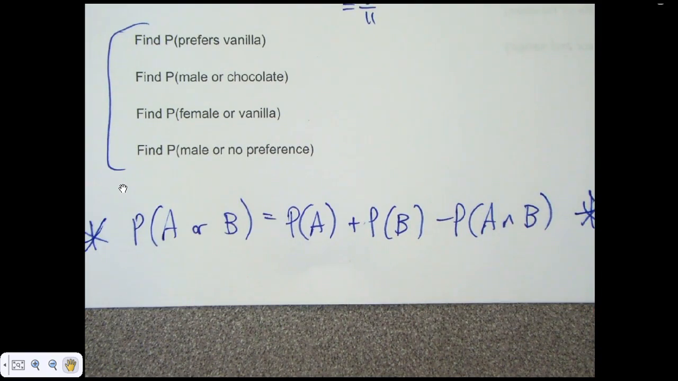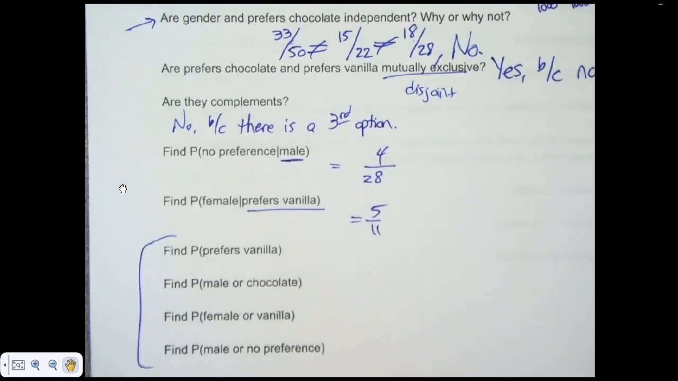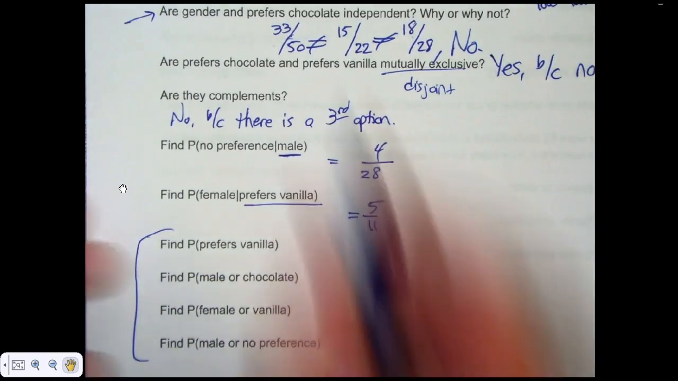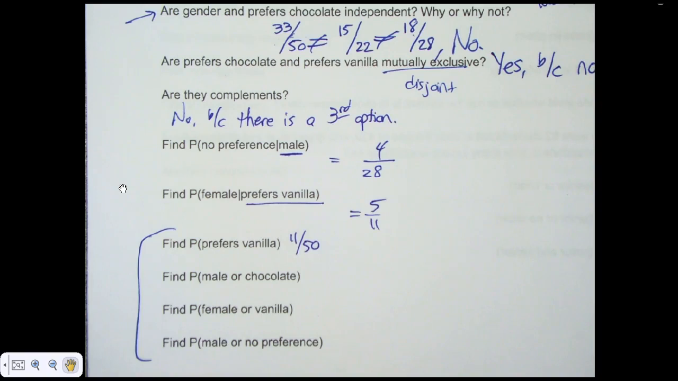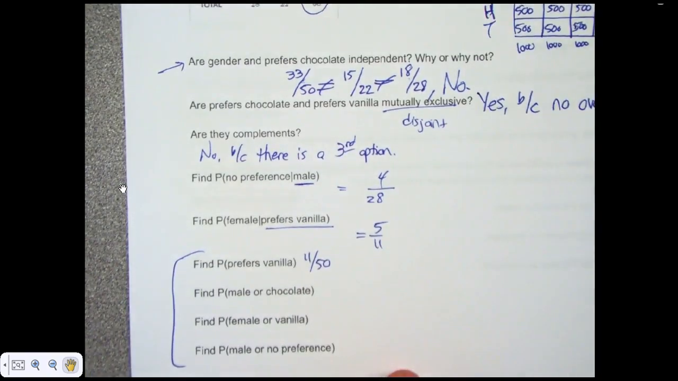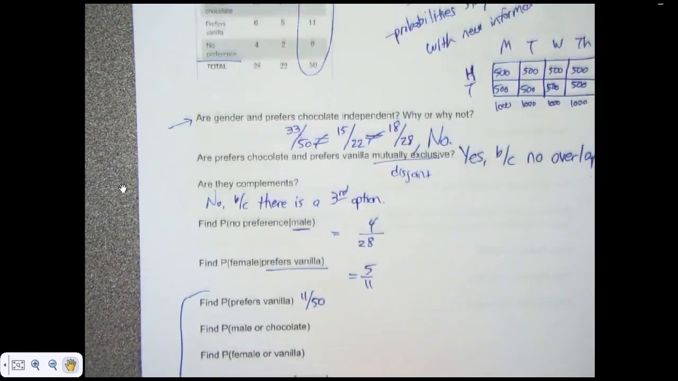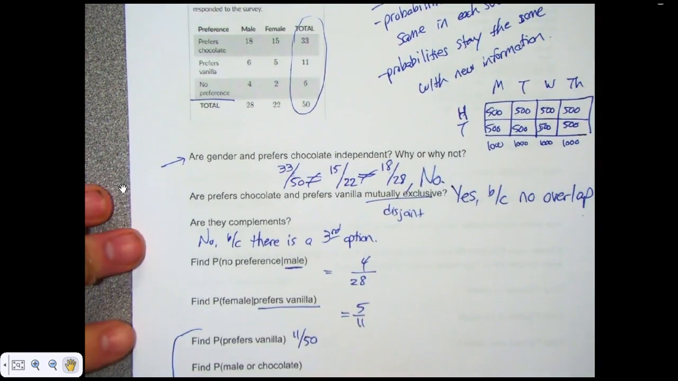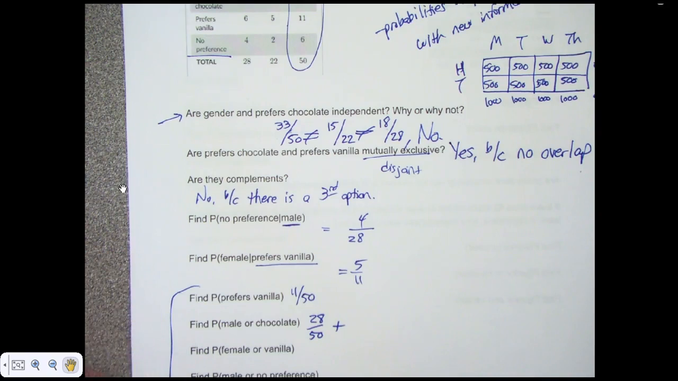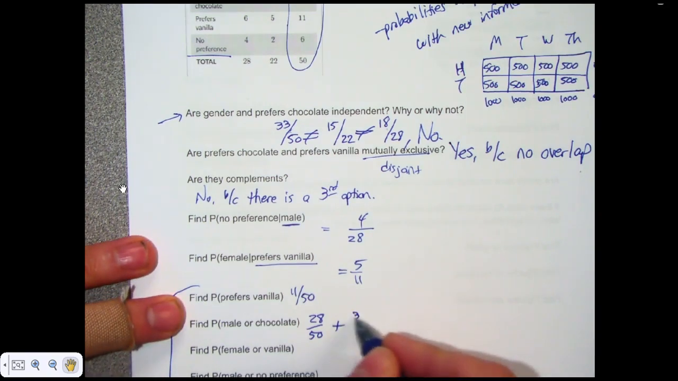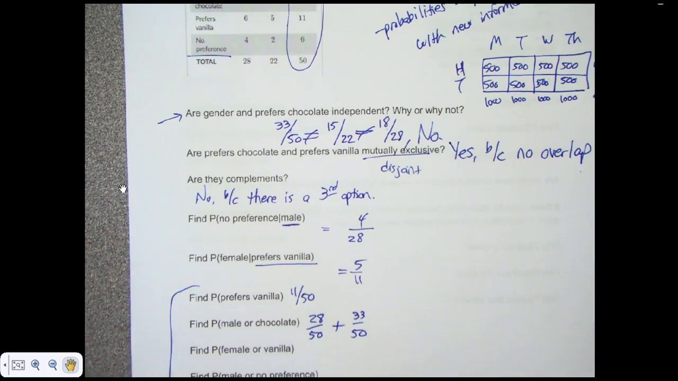So if I'm looking at prefers vanilla, well, prefers vanilla is easy. I don't know why I thought that was hard. That's just 11 out of 50. That's not even the new rule. That's just the table. Prefers, so probability of male or chocolate. So, what's the probability that someone in this table is male? 28 out of 50, right? Or means add. Plus, what's the probability that we prefer chocolate? 33 out of 50. Well, right away, you can tell we gotta do something because we're at 61 out of 50 right now. We're at like 120%.